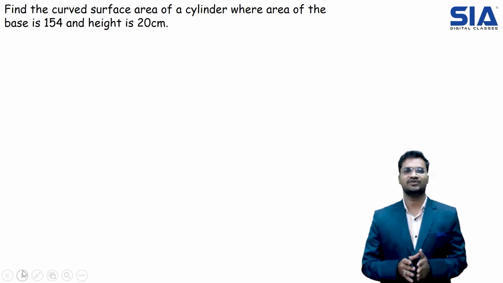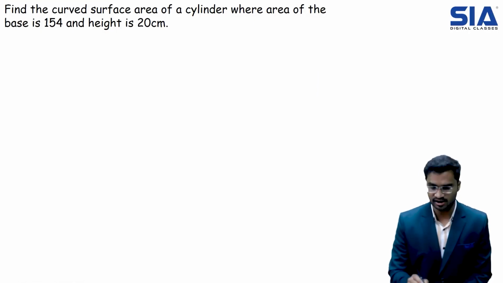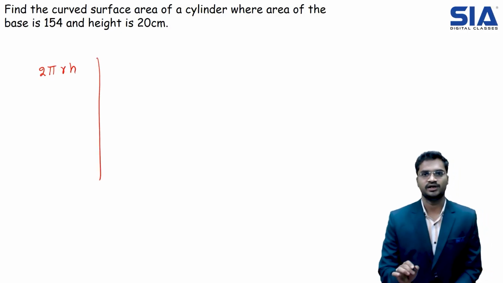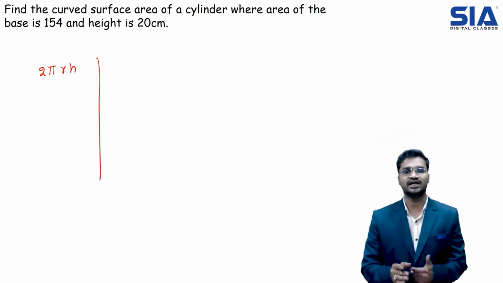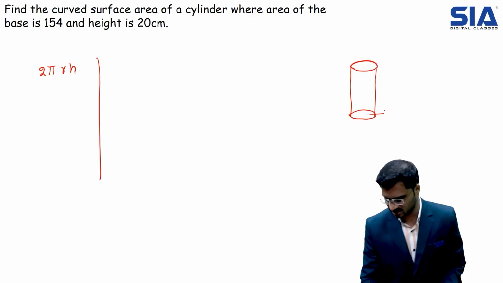Okay. Now let us solve a question on this. Find the curved surface area of a cylinder where the area of the base is 154. We should find the curved surface area, which for a cylinder is 2 pi r h. Here in this question he has given the area of the base. So in a cylinder the base is what? The base is nothing but a circle.